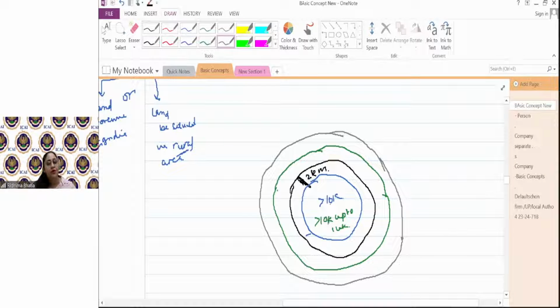Now suppose the population is more than 10,000, but up to 1 lakh. Then whatever is coming within 6 kilometers of this municipality area would be taxable because this would be an urban land. If the population is more than 1 lakh, guys, but is up to 10 lakh.